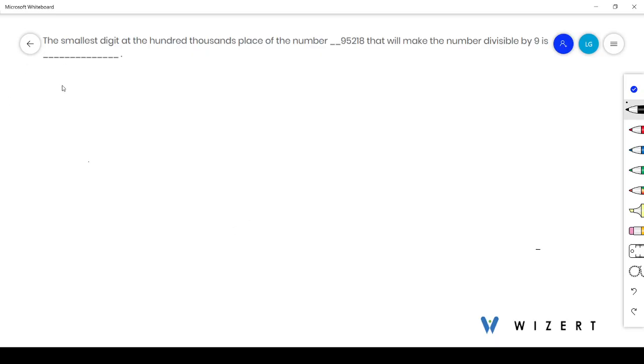Our question is: the smallest digit at the 100,000th place of the number, where we have been given one number that will make the number divisible by 9, is?